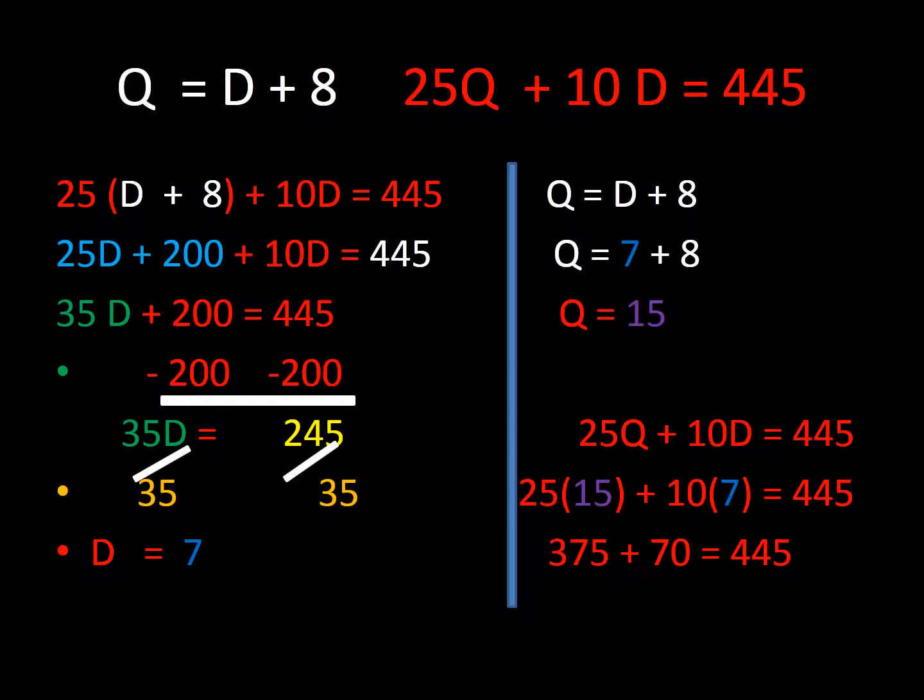Start with the equation Q equals D plus 8. Substitute this in for Q in the equation 25Q plus 10D equals 445. This yields the equation 25 times (D plus 8) plus 10D equals 445. Solve for D and you will find that D equals 7. Next, go up to the top left-hand side and substitute 7 into the equation Q equals D plus 8. This yields Q equals 15. Finally, in the equation 25Q plus 10D equals 445, substitute 15 for Q and 7 for D. You will find that this solution is correct. Once again, if you need more time to study this page, pause the video.